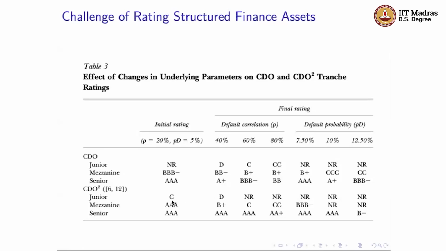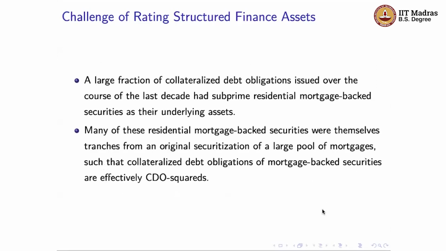And interestingly, you can see that these effects are much deeper when you are mixing two different CDOs. So in CDO square, for example, the AAA asset, which was the mezzanine one, became B plus, then C, and so on, right? So you can see that any small mistake that you are making in this default correlation is going to have a major impact on the grading that you should have assigned to the different CDOs and CDO squares, right?